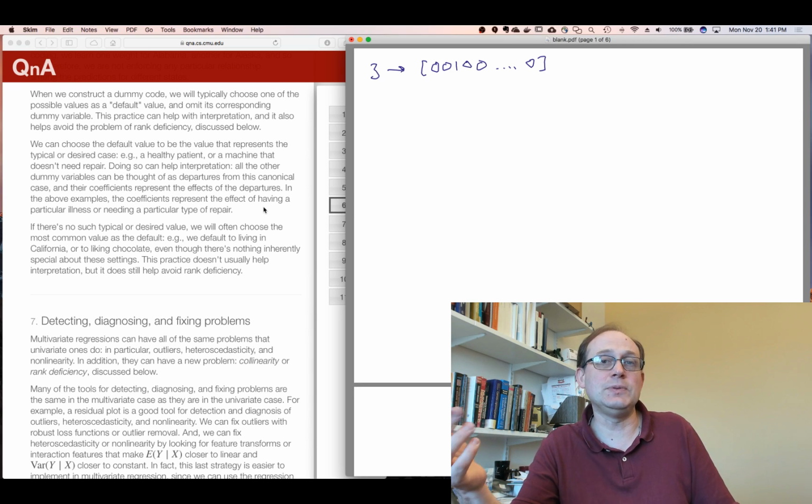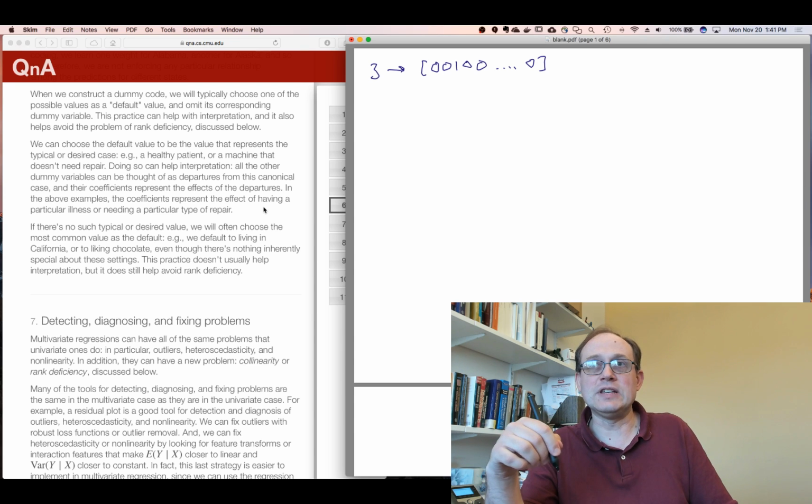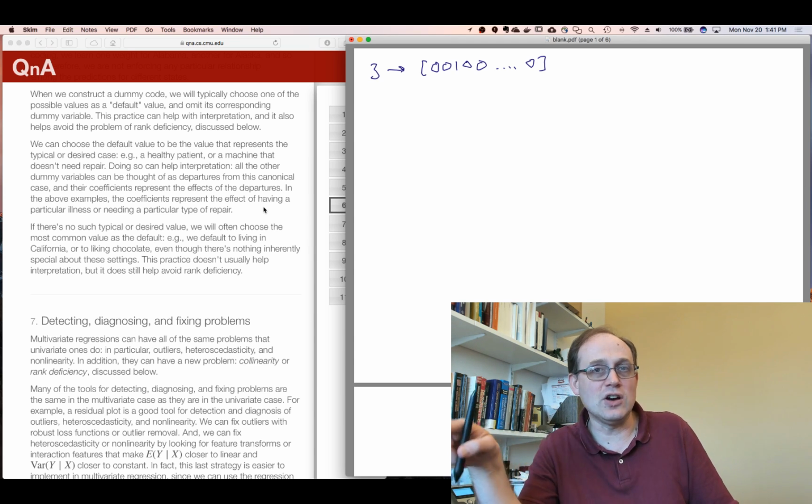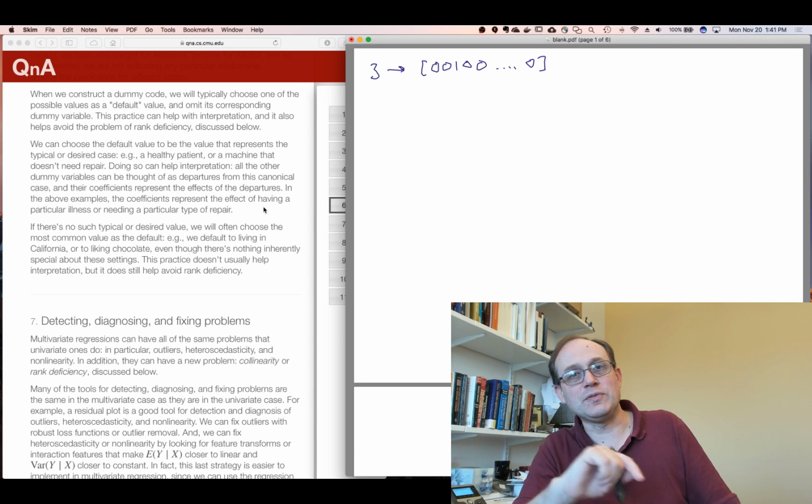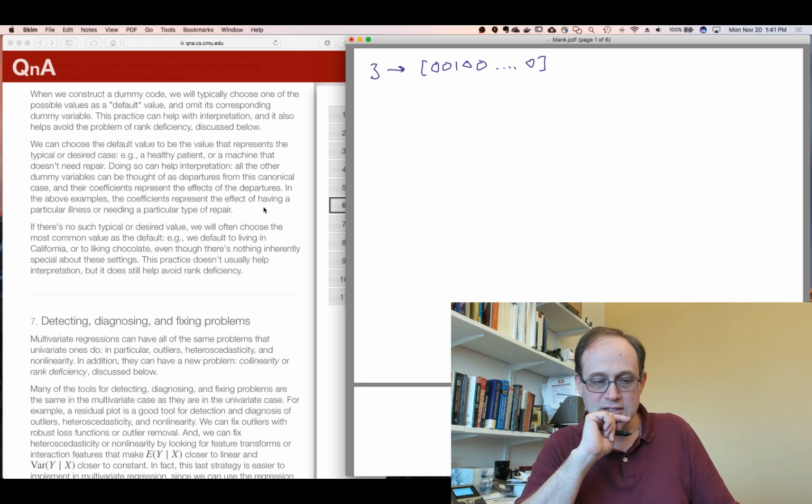We can do that either for just an arbitrary default, or we can include it. It can even help interpretation. So if you have, for example, that you drop the one for healthy and you just include disease codes or condition codes that a patient could have, then each one of the coefficients of the disease code says, well, this is the effect of changing from the healthy state to having this disease.